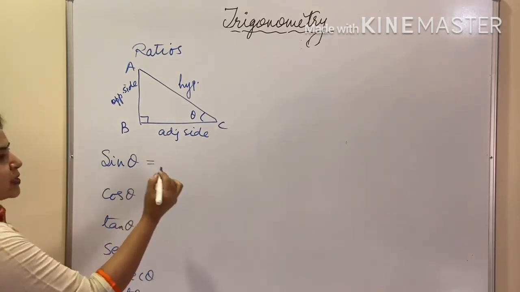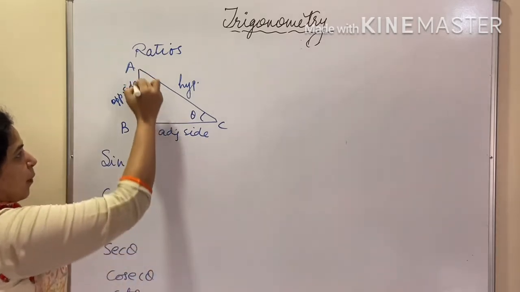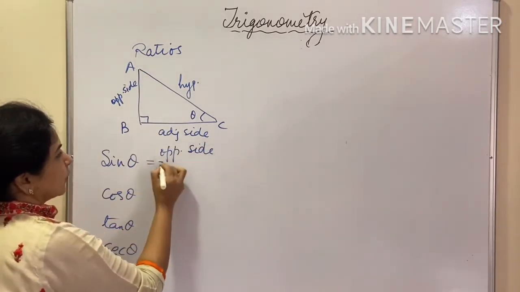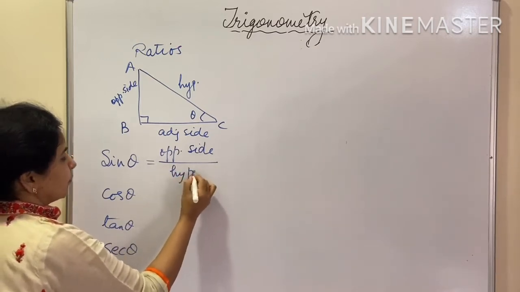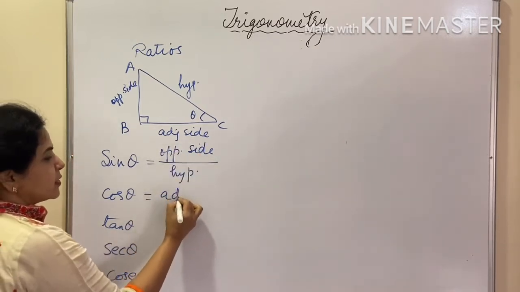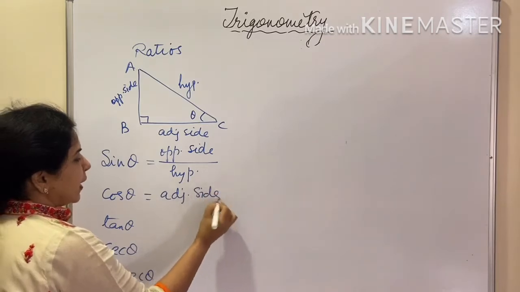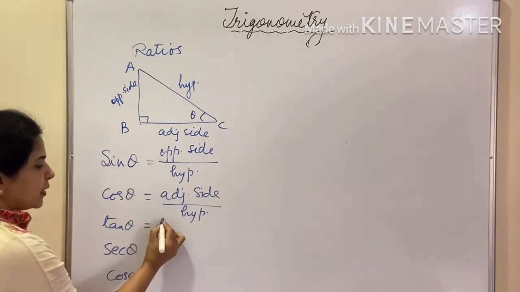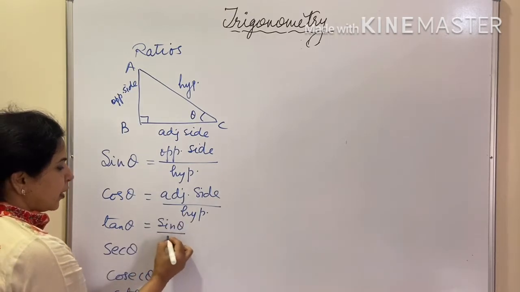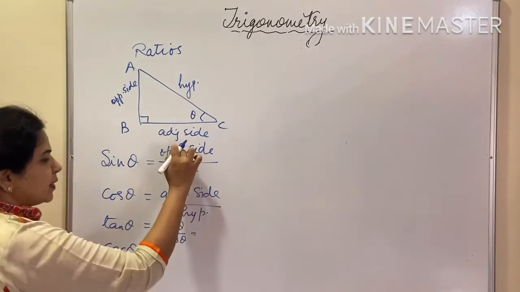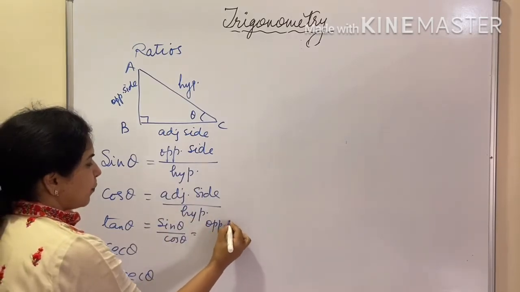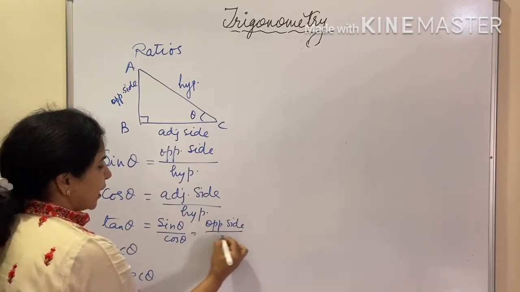We know that sin theta is opposite side by hypotenuse. Cos theta is adjacent side by hypotenuse. And tan theta is sin theta by cos theta. Yeah, means this upon this. So hypotenuse cancels, opposite side by adjacent side.